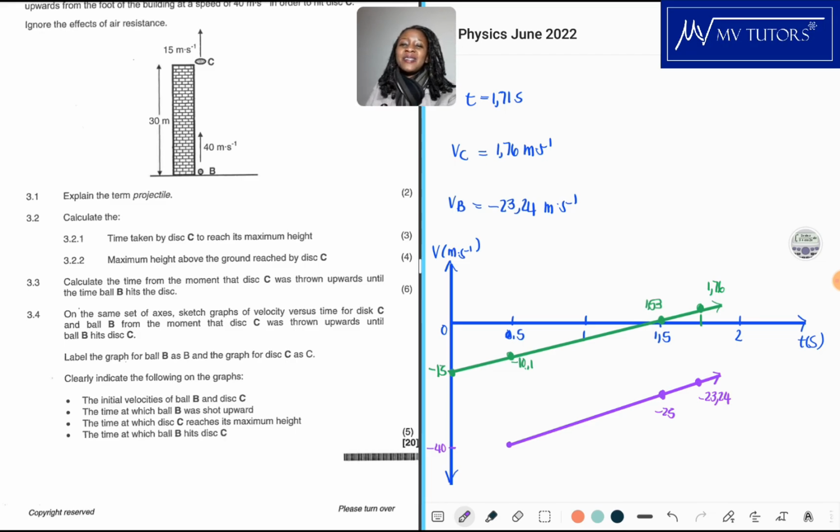So that is it from me. Remember, with more than one graph on the velocity-time graph, they have to be parallel to one another. Bye.